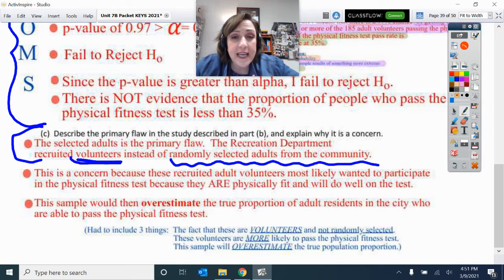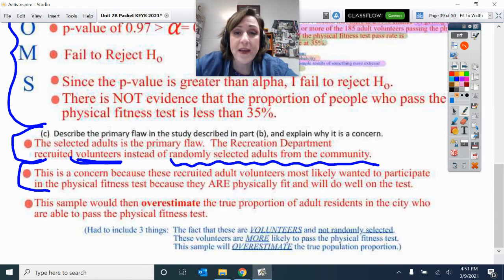And then they had to say that this is a concern because these recruited volunteers most likely, you have to say why it's bad, want to participate in this physical fitness program because they are physically fit and will do well on the test. So you had to say something along those lines, why they wanted to participate and why that makes them not representative of the population. That's what you had to say.